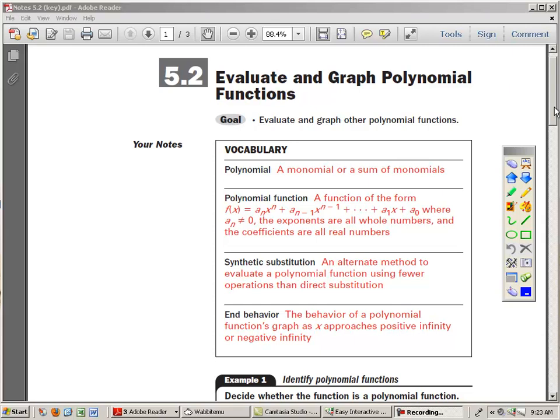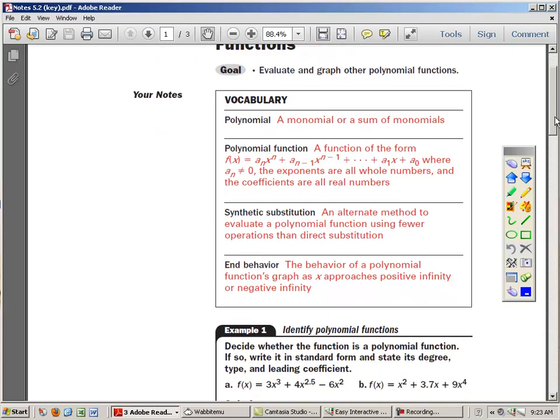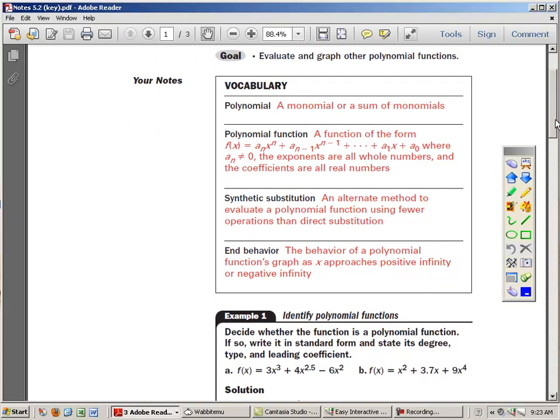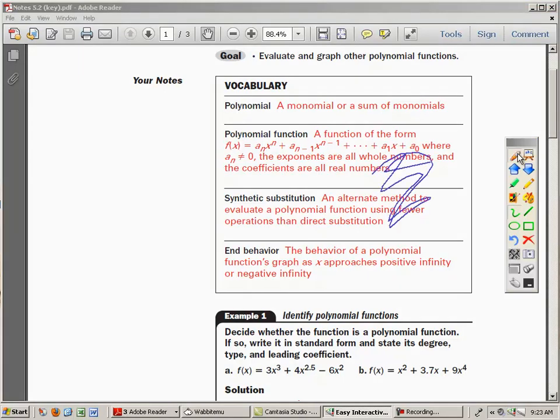First of all, a polynomial. A polynomial is either a monomial or a sum of monomials. So if I have a series of monomials added together, for example, we can have something like y equals x squared plus 2x minus 5. Okay, that happens to be a trinomial. It's second degree because the highest power of x is the second power. And again, that's a polynomial because it has three monomial terms: x squared, 2x, and negative 5.